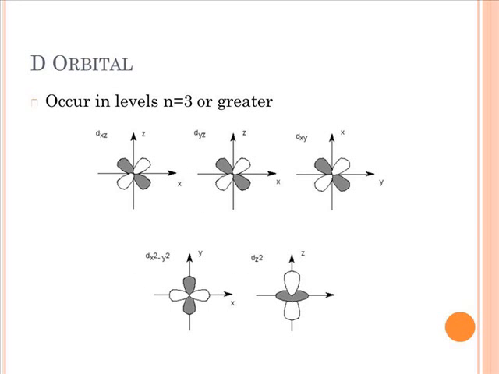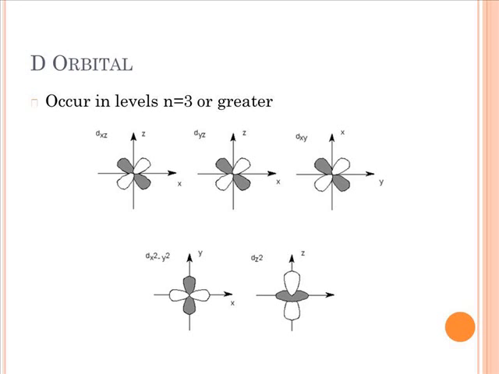We can get a little more complex. We can get to the third level. Third level has 3s, which is just a bigger sphere, 3p, which is the exact same shapes, the px, py, and pz, along those same axes, but bigger. But then we also add in the d sublevel. And there are 5 orbitals in the d sublevel, 5 regions in which the electron is most likely to be found. And you can see them here.